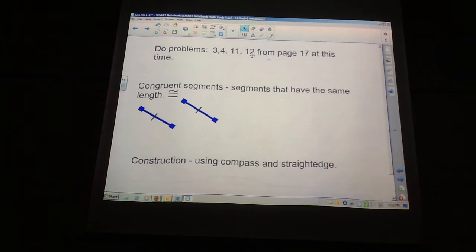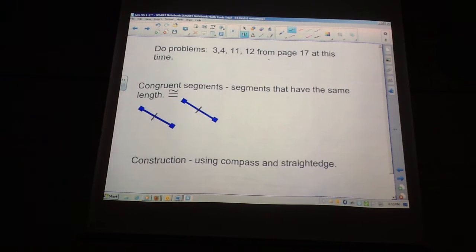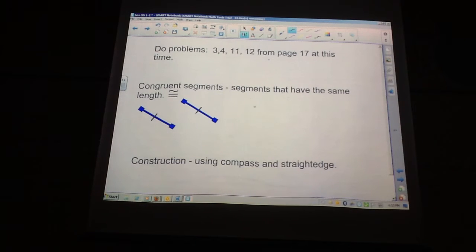Alright, hopefully you've got part A done. So we're going to continue moving on with the page that we left off on here, and it's going to talk about congruent segments. Congruent segments are segments that have the same length. They might not necessarily be in the same direction, but they're going to have the same length.